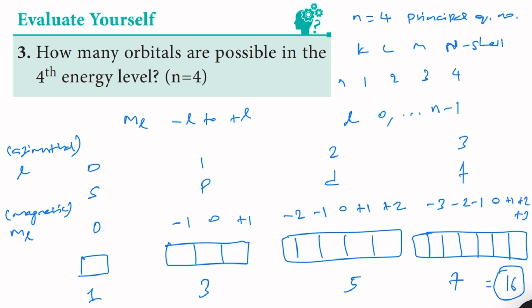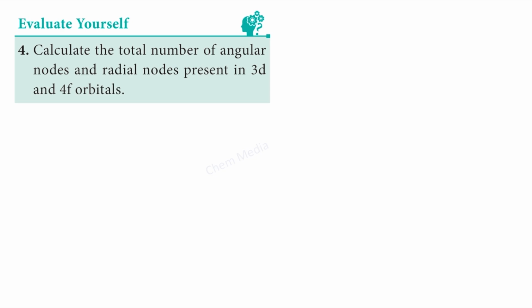We can directly find the number of orbitals through n square. However, it is better to understand through principal quantum number what will happen to the azimuthal quantum number. When azimuthal quantum number is having different values, what will happen to the magnetic quantum number. So, it is better to have a complete picture instead of directly writing the answer. Let us move to question number 4.